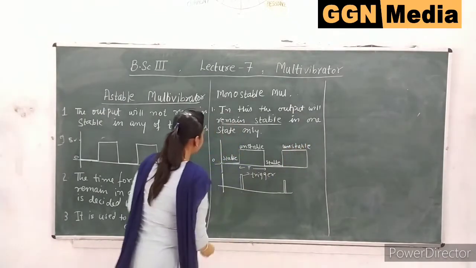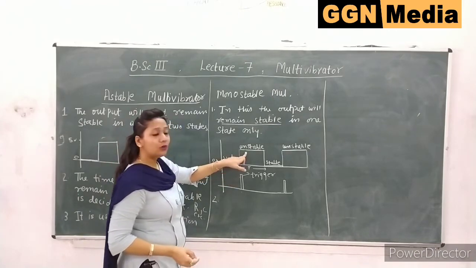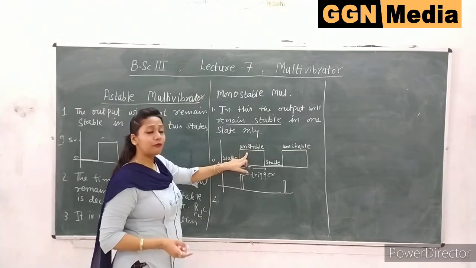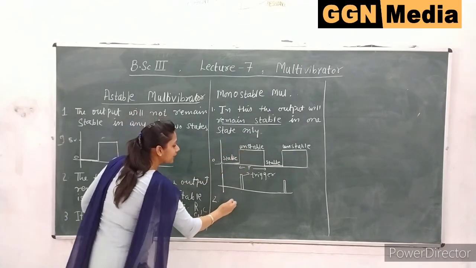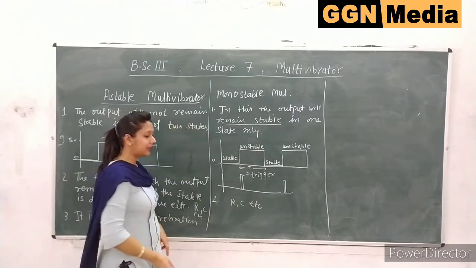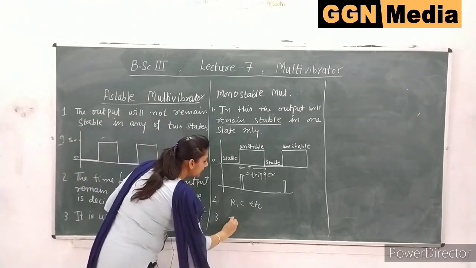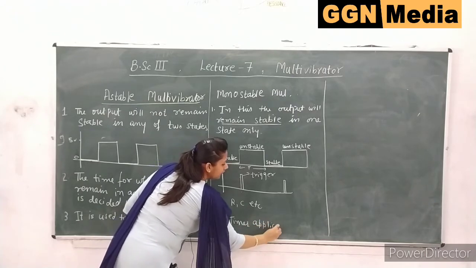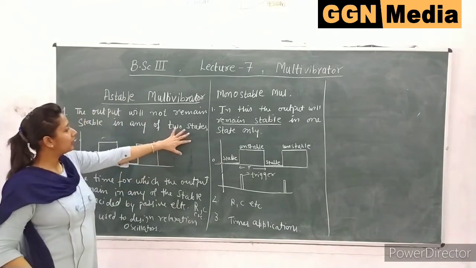Clear? So in second point, we can write that from stable to unstable, we have to apply some trigger, and the time for which the output will remain in unstable state is decided by passive elements, resistors and capacitors, etc. Clear? Third point, where it is used: in timer applications. Clear? I hope you will understand.